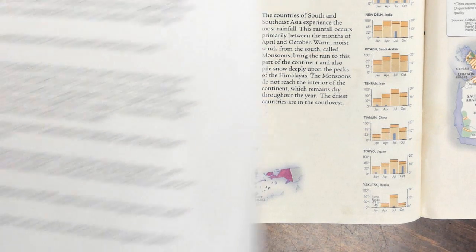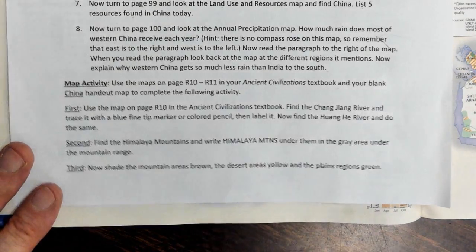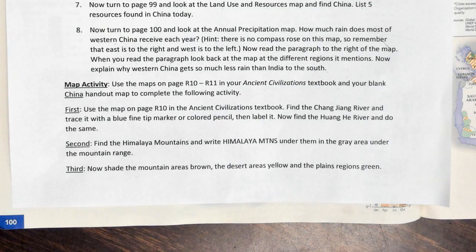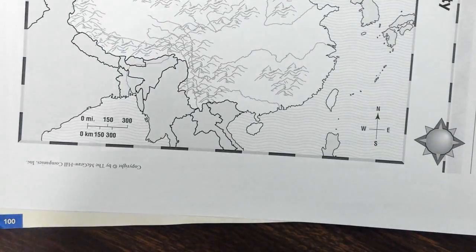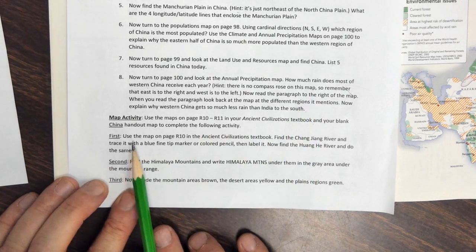All right. Now, once you're finished with that, I want you to get a blank China map. Yeah, I'll get one. There's a blank China map. And work through these activities.